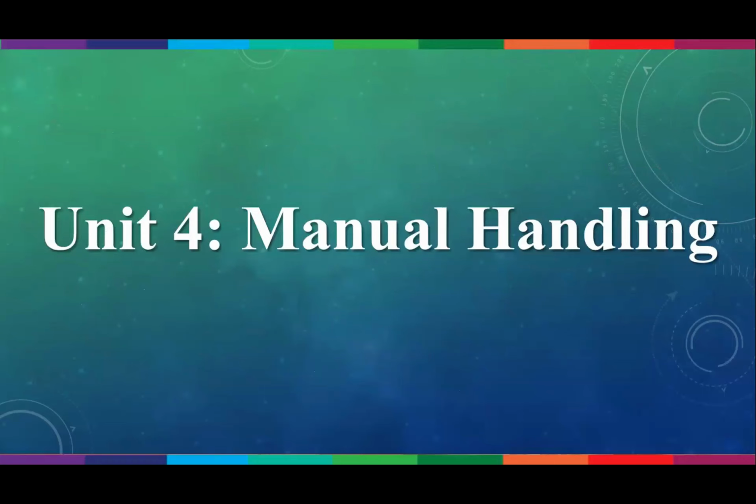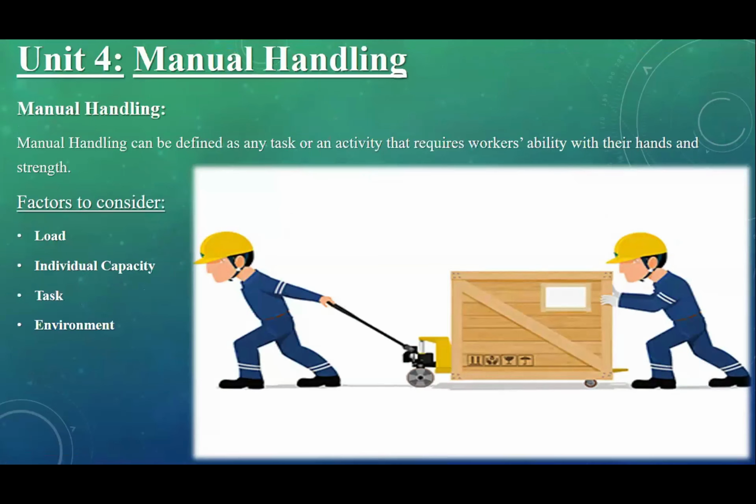Okay, the fourth unit is about manual handling. Manual handling can be defined as any task or activity that requires workers' ability with their hands and strength. The factors to be considered in manual handling are the load, individual capacity, the task you are performing, and the environment in which you are performing the task. So these 4 factors must be considered during manual handling.